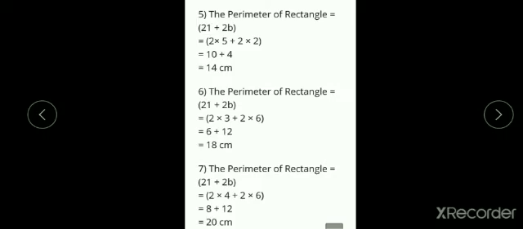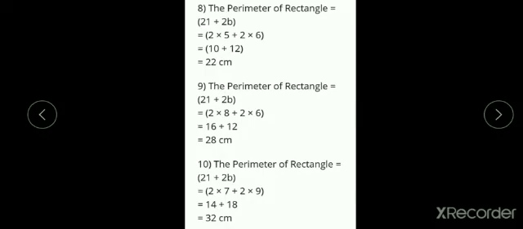So 2 into 4 plus 2 into 6, that is 8 plus 12 is 20 centimeters. So the perimeter of the seventh rectangle is 20 centimeters. So the length of the eighth rectangle is 5 centimeters and breadth is 6 centimeters. So the perimeter of the eighth rectangle is 2 into 5 plus 2 into 6, that is 10 plus 12, that is 22 centimeters. The length of the ninth rectangle is 8 and breadth of the ninth rectangle is 6.